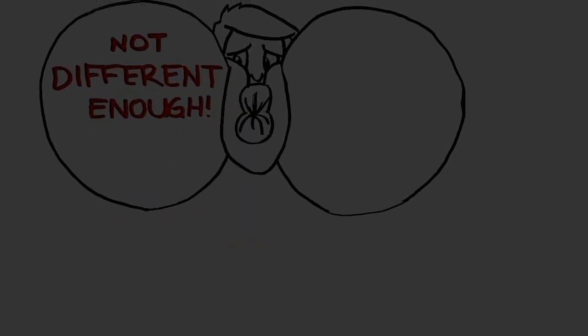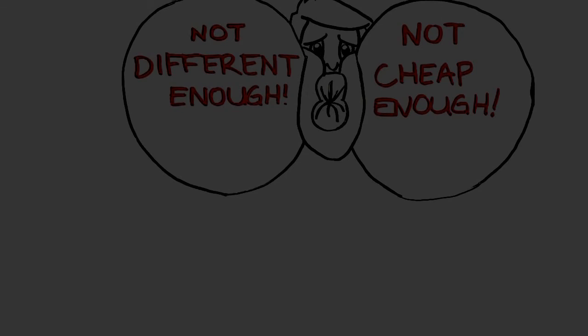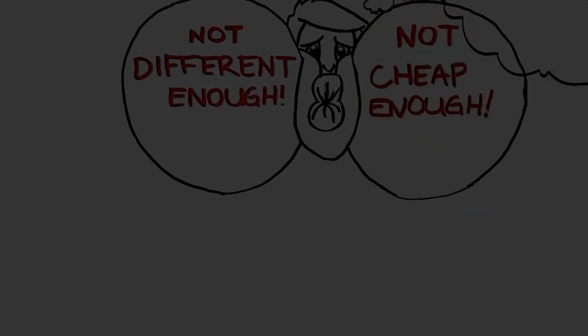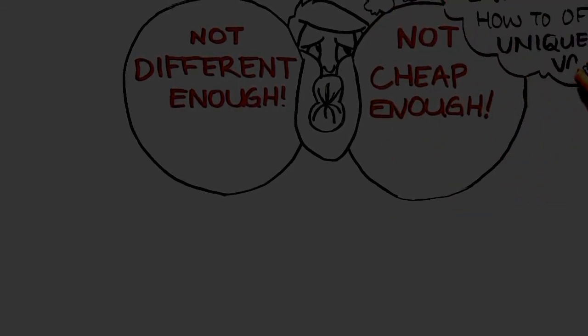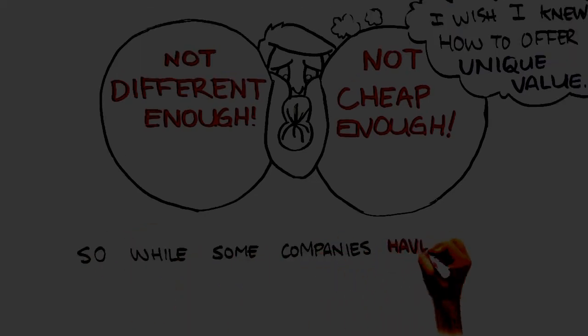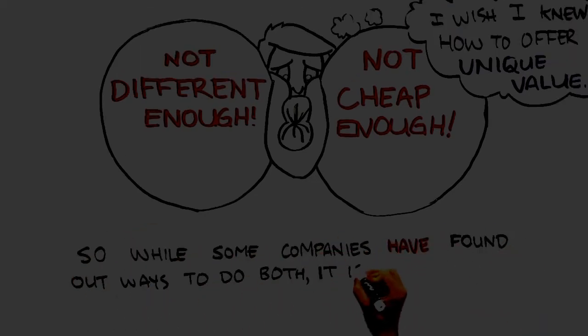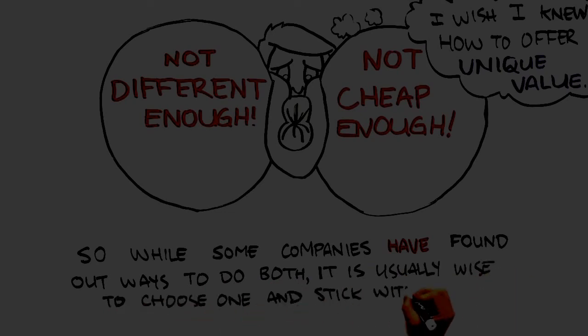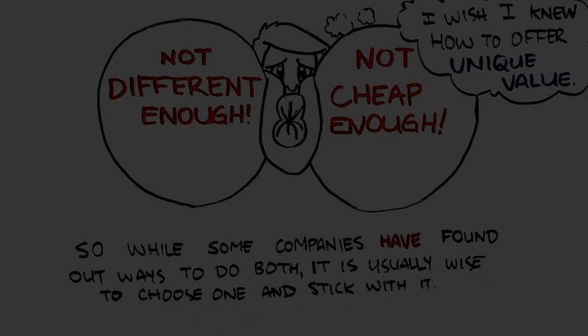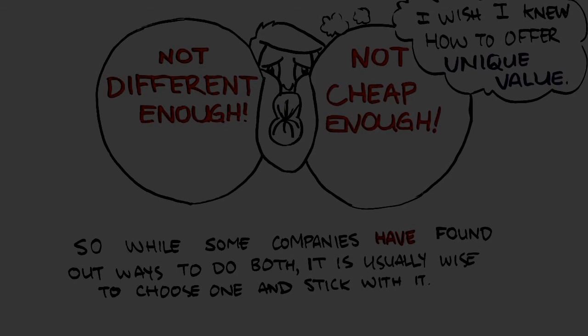Getting stuck in the middle is a pretty unhappy place to be. Your products aren't different enough for customers to be willing to pay more, but they also aren't cheap enough for customers to choose you for your bargain prices. You are left without any clear, unique value for the customers you're trying to woo. So while some companies have, in fact, found ways to do both, it is usually wise to choose one and stick with it. Understanding when some companies are able to do both is a topic for another mini lecture.